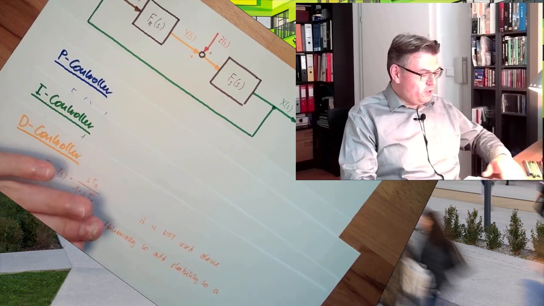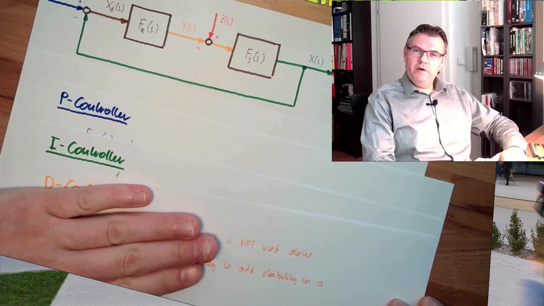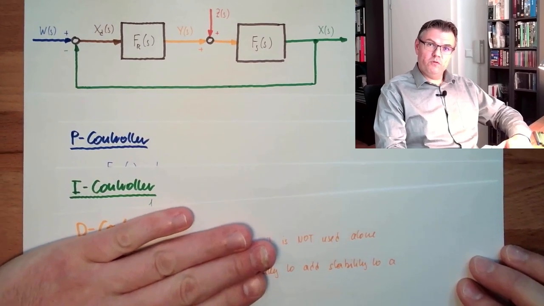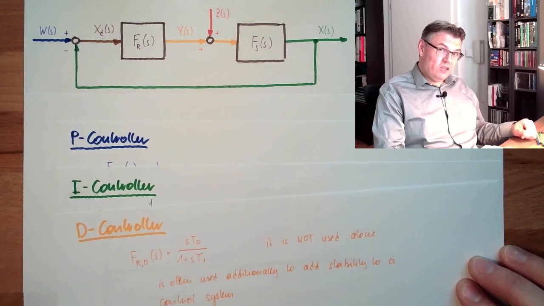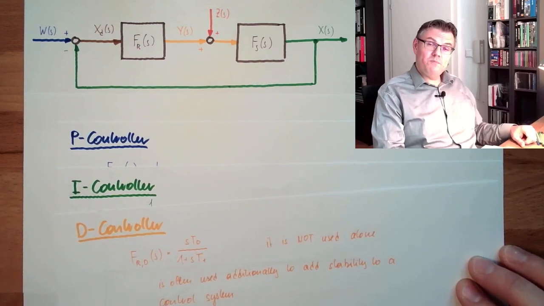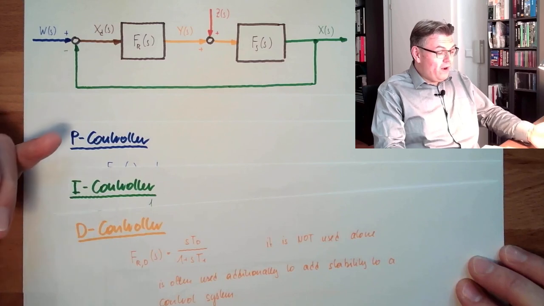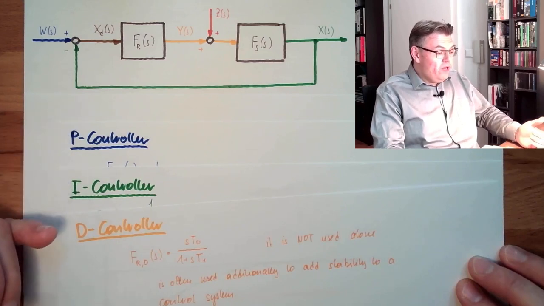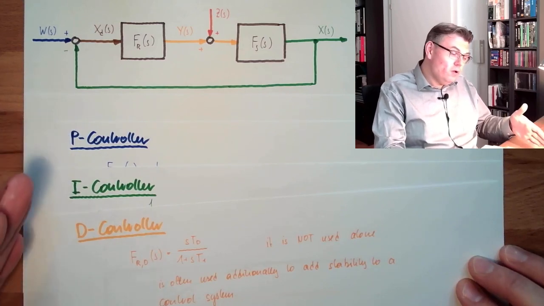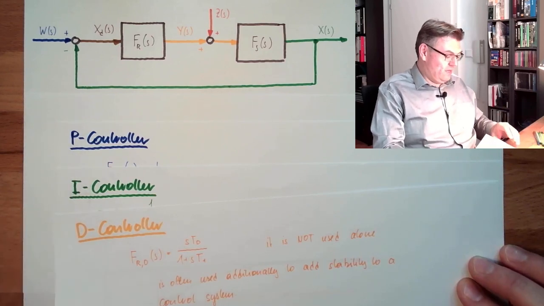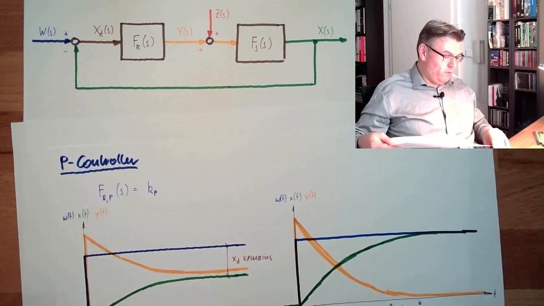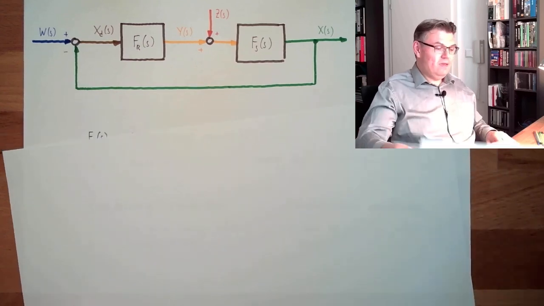We said the combination of P and I would make a pretty nice controller, which is suitable for doing almost anything. The D controller is adding additional stability. So why not combine all three of them? Why not build a PID controller? And this is exactly what we are going to talk about. So we will build a PID controller.